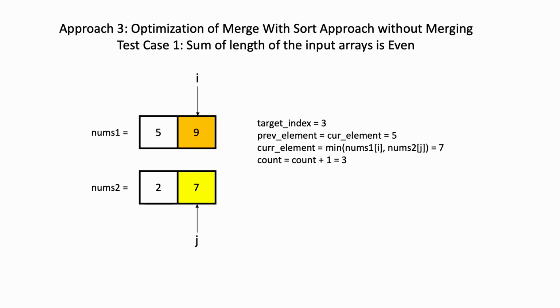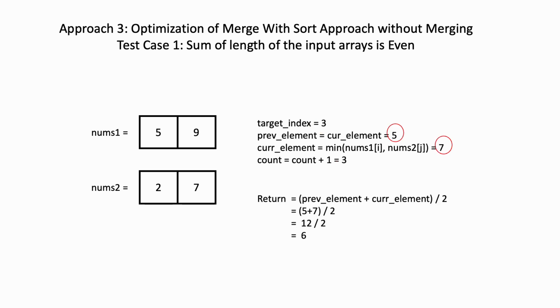Previous element will be updated to the value of the current element, which is 3. We update the current element to the smallest of the two elements that the ith and jth pointers are pointing to, which is 7. The count will become 3. Now, count is equal to target index, which means we have found our element at the target index, which means that at this point the values of previous element and current element represent the middle elements in the merged sorted array. So we return the average of previous element and current element, which is 6.